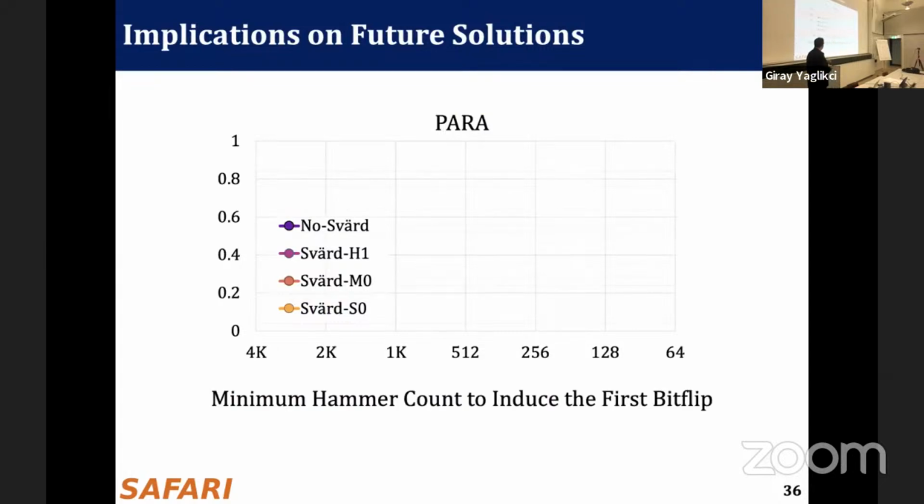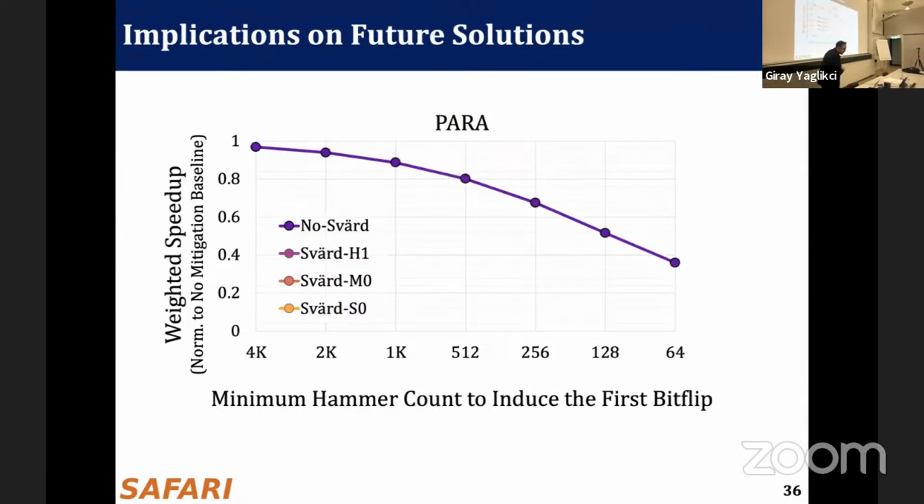On the x-axis, we look at the minimum hammer count to induce the first bit flip, and on the y-axis, we look at the system throughput by using a metric called weighted speedup. And this is how PARA looks when you do not implement anything. So purple is no Svärd, right? We don't have Svärd here. As we reduce the RowHammer threshold, this is the minimum number in the bank that you can find, PARA reduces system performance quite significantly.